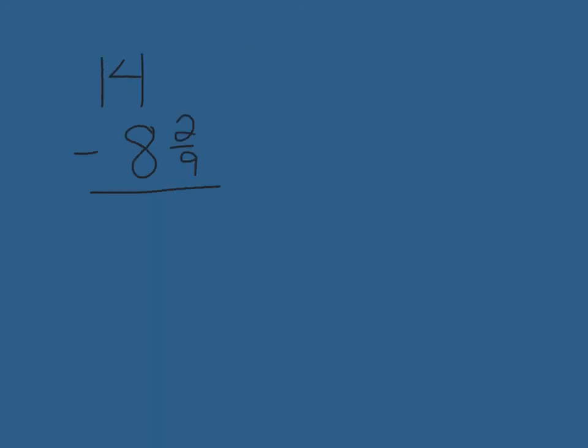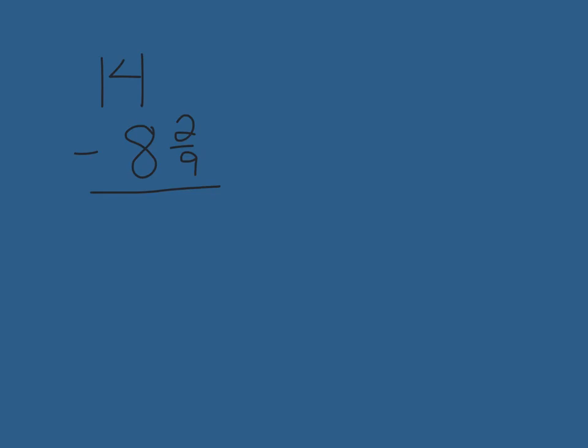Okay, I want you to try this one on your own, see how you do, and then come back and check your work against mine. Okay, so here we have the minuend doesn't have a fraction, so it's like 0 minus 2/9. So we need to borrow from that 14.